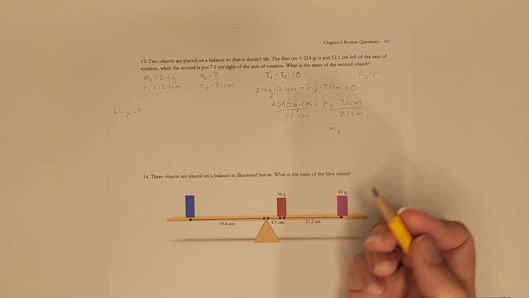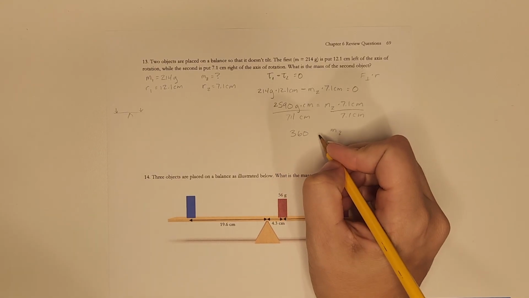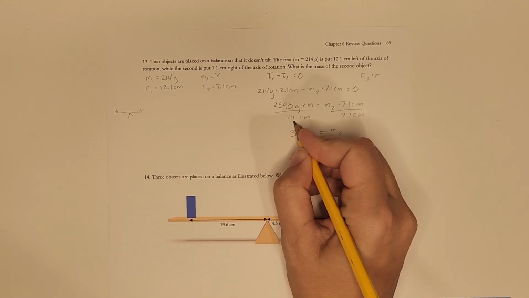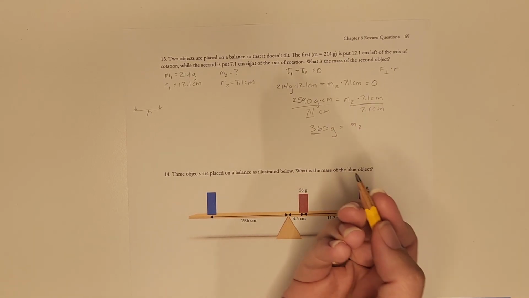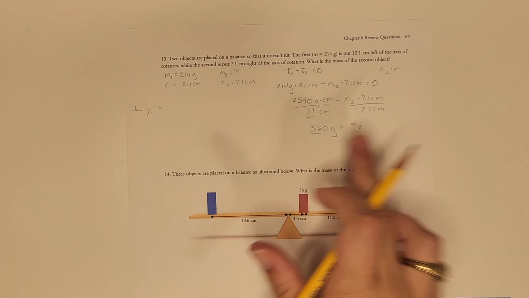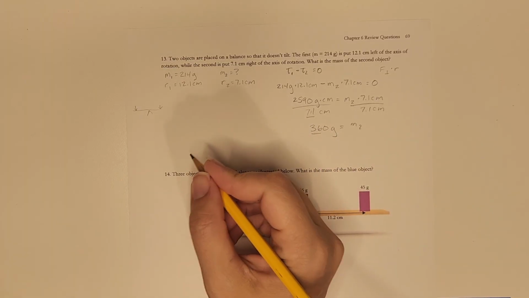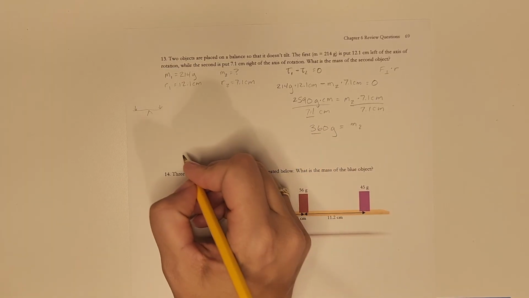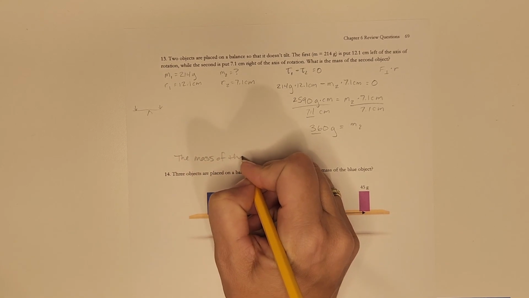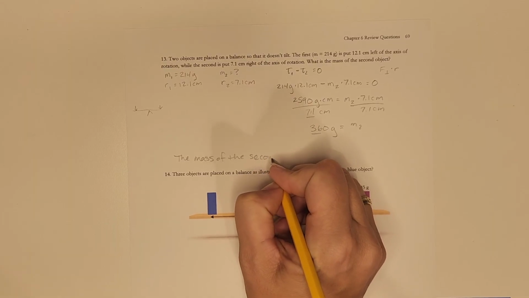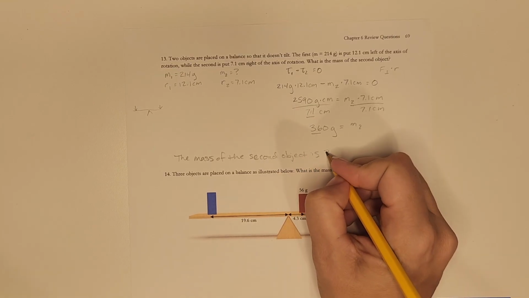So we'll divide both sides by 7.1 centimeters. And so our mass ends up being 360 grams. Two significant figures here, okay? So technically it was 364.8 when you did this division, but 360 is our answer with significant figures. Okay, so the mass of the second object is 360 grams.